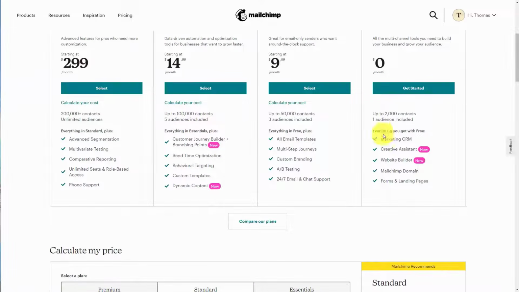Now, that free plan allows you up to 2,000 contacts and one audience in order for you to use. If you choose to move up from 2,000 contacts or more than one audience, which is another word for list, you can pay an additional amount at its lowest tier. You can move up from that tier in order to have more audiences or more contacts.